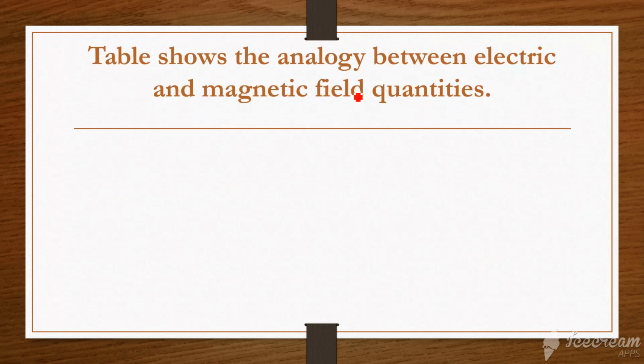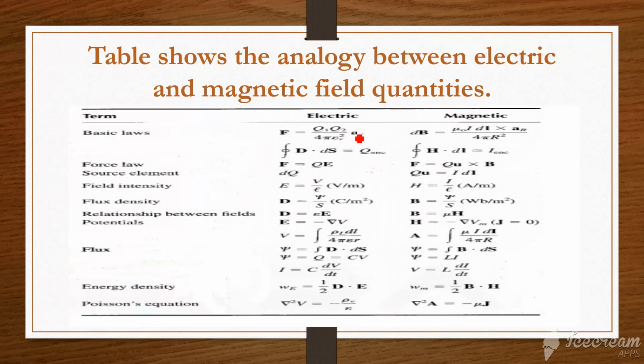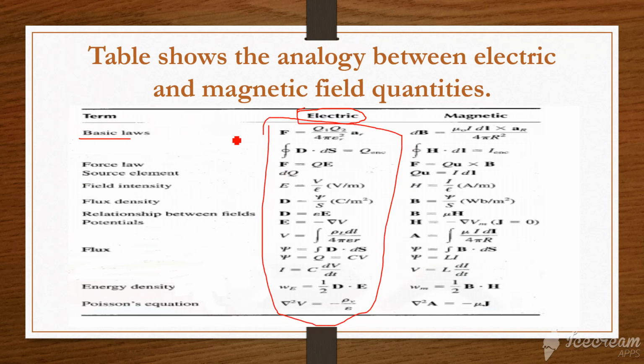The table shows the analogy between electric and magnetic field quantities. These columns are with respect to the electric field, and these columns are with respect to the magnetic field. The first one is basic laws. We have already studied the electrostatic field concept and derived all the expressions defined here. In electrostatic fields we have two basic laws. One is Coulomb's law, from which force is equal to Q1 Q2 divided by 4 pi epsilon r squared into a_R.